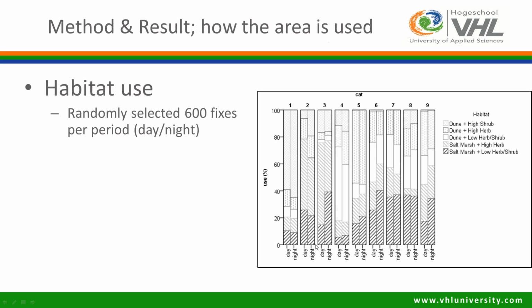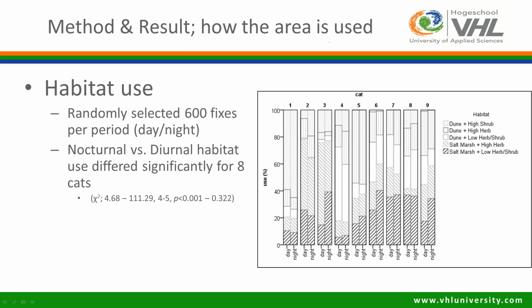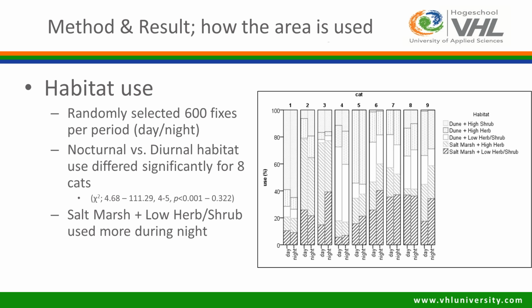But because we now know that these cats are really nocturnal animals, I wanted to compare their nightly habitat use compared to the day. So what we did, we randomly selected 600 fixes from both periods, so both day and night. We compared them with a chi-square test, and it showed that 8 cats of the 9 are significantly different. I forgot to tell you actually that one tag was damaged, so in the end my sample size was only 9 cats instead of 10.